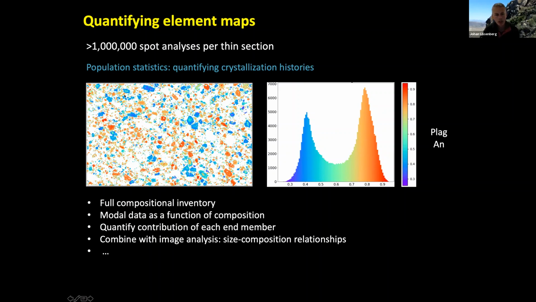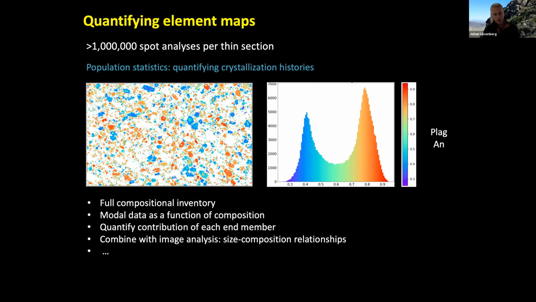So in this case, again, a full thin section of a highly ferric lava with very large variations in plagioclase and anorthite content, different populations clearly present. And then on the right, you see that you can then plot histograms of the compositional distribution, and so derive populations. You can do statistics on those populations to quantify the full history. So essentially, in making these maps quantitative, you can get the full compositional inventory of your sample.